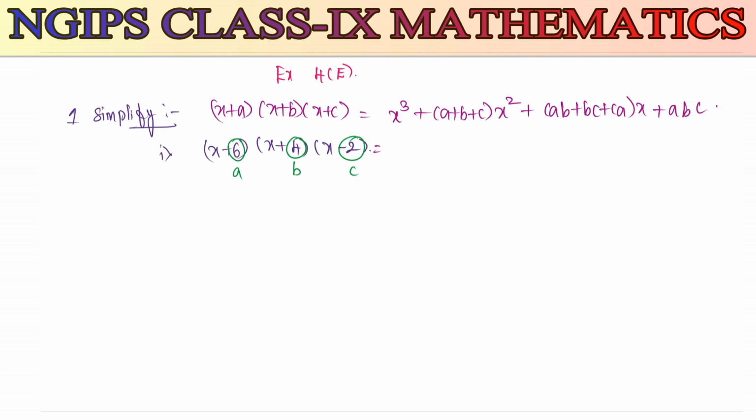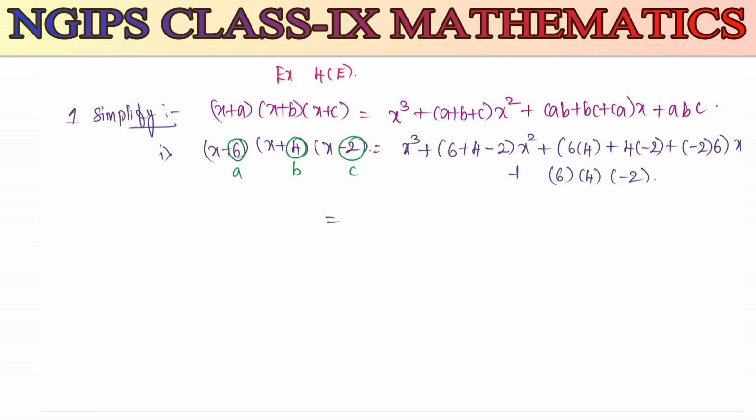Just I am going to substitute here x³ because the first term is the same, plus a value is 6, plus b value is 4, c value is −2, x² plus ab value is 6 into 4, plus bc value is 4 into −2, plus ca value is −2 into 6, into x, plus abc. So 6 into 4 into −2. Just we need to simplify this.